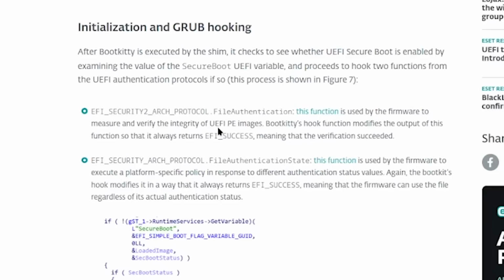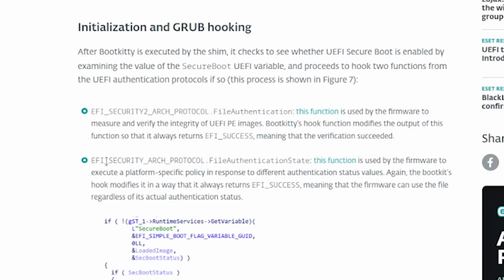So according to a good write-up by WeLiveSecurity, again, ESET, they basically said that once BootKitty is executed by the shim, it checks to see whether UEFI Secure Boot is enabled by examining the value of Secure Boot's UEFI variable. Then it hooks 2 functions, and one of them is EFI Security Arch Protocol, and this is used by the firmware to measure and verify the integrity of UEFI PE images. The next one is EFI Security Arch Protocol File Authentication State.